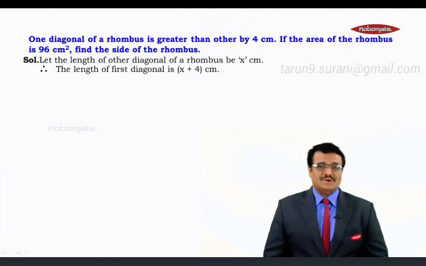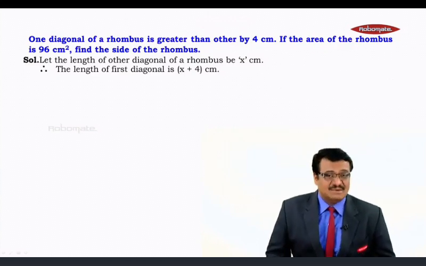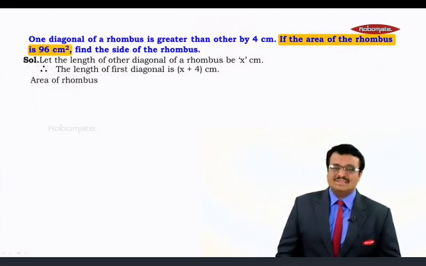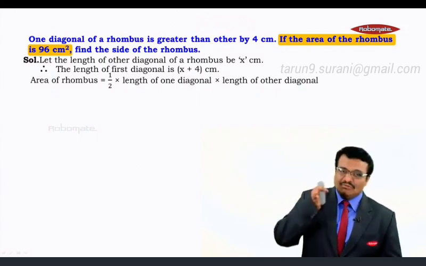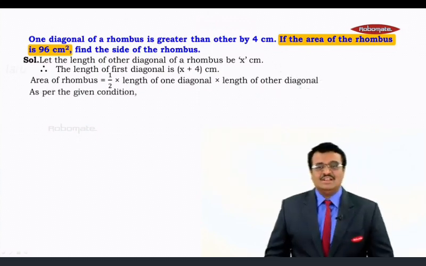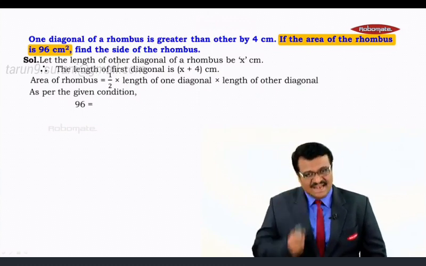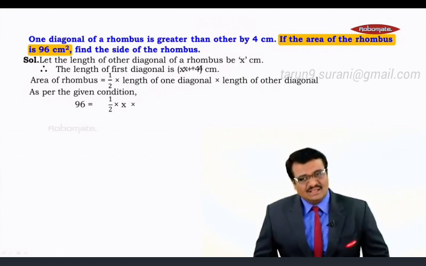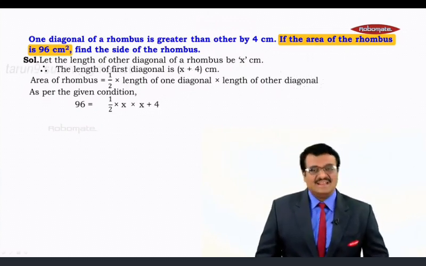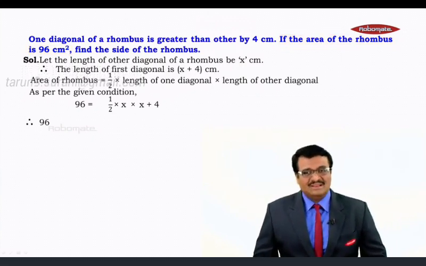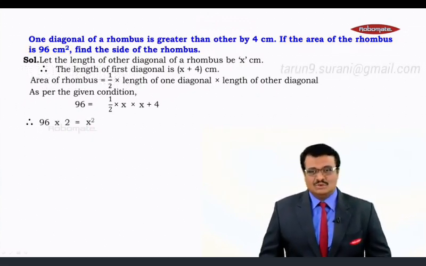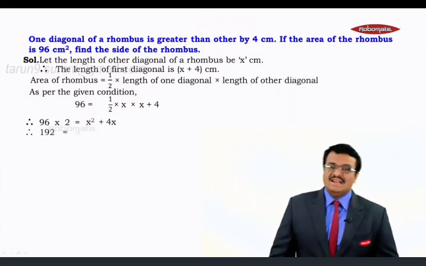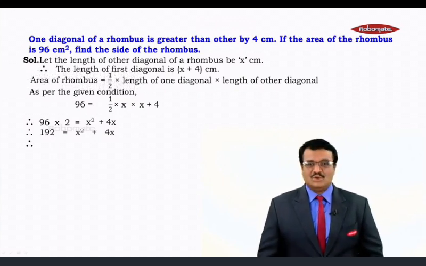And what is given to us? Area of the rhombus is given, 96 centimeter square. And we all know the area of the rhombus formula. What is the area of the rhombus? Area of the rhombus is nothing but half into length of one diagonal into length of other diagonal. So as per the given condition, area of the rhombus 96 is equal to half into length of one diagonal, that is x, into the length of the other diagonal, that is x plus 4. Right? Now, this 2 can be cross multiplied. 96 into 2 is equal to x into x plus 4, we can write it as x square plus 4x. 96 into 2 is 192, equal to x square plus 4x.